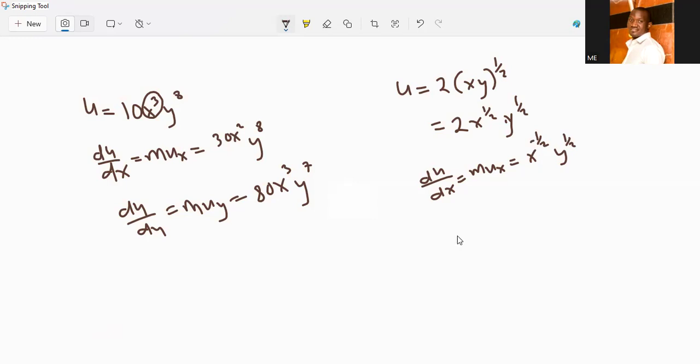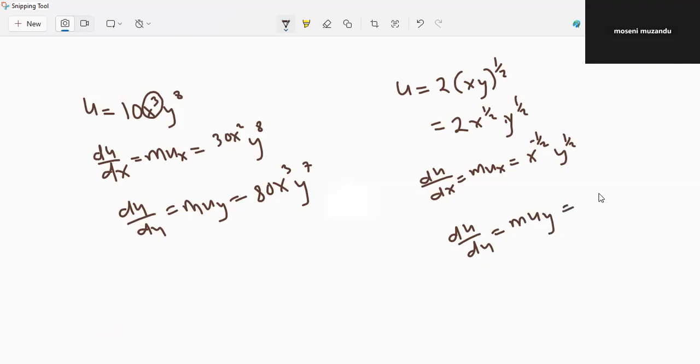Okay? We do the same. What is du dy? MUY. What is our dummy for differentiating with y? X to the power half. X^half, correct. So what are we differentiating? 2y^half. So half times 2 is 1. 1 is invisible. Half minus 1 is minus half on the y. So are you following what is happening here?